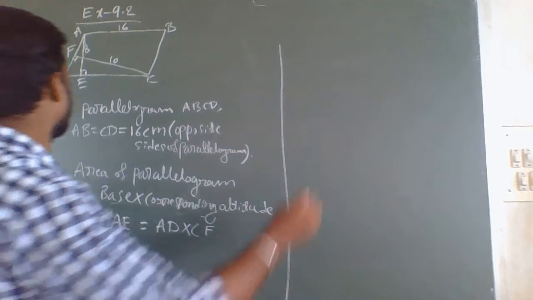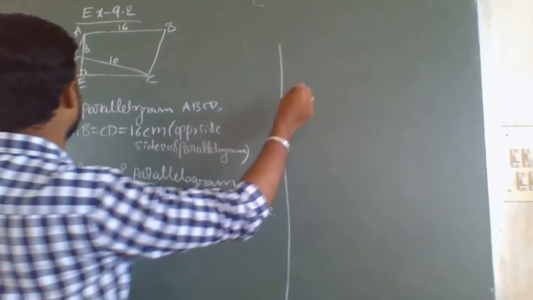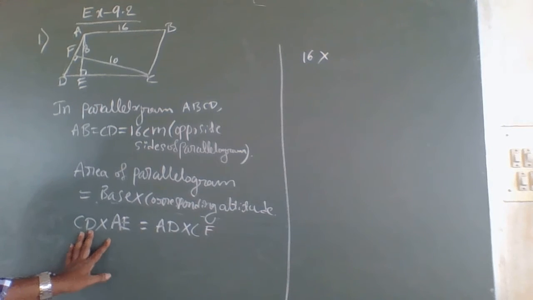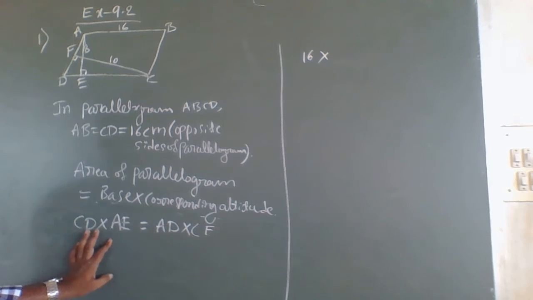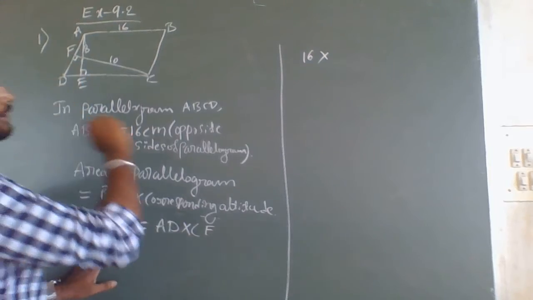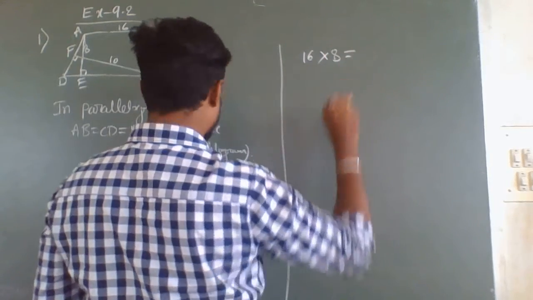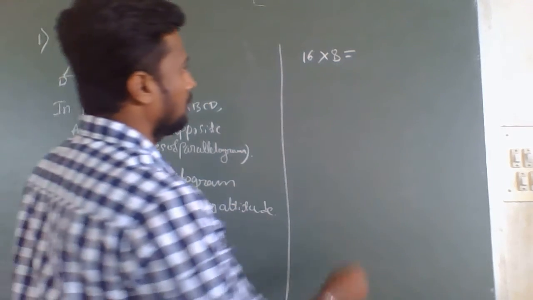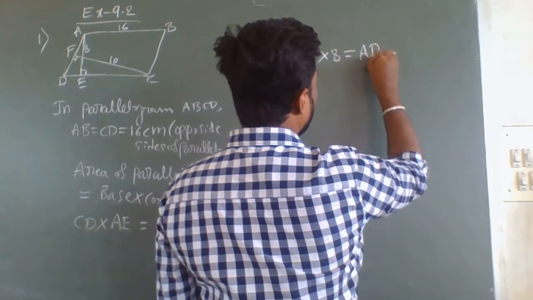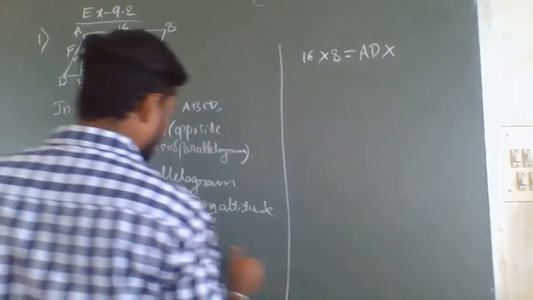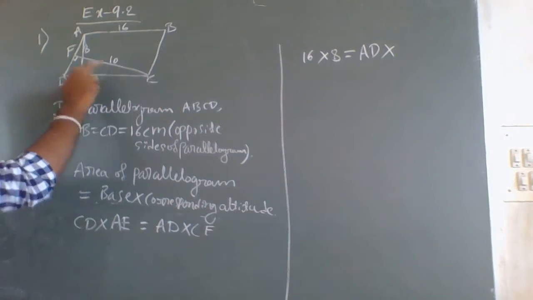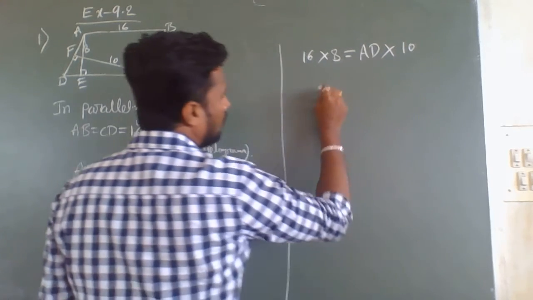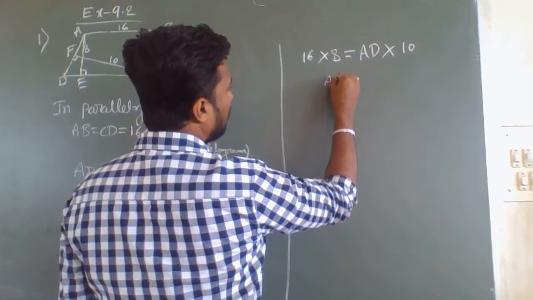So here I will write CD value is 16 into AE value is 8. Here they have given length of AE is 8 equals to, next AD we have to calculate, into length of CF. What is the length of CF? 10. So now to calculate length of AD, what we can do?